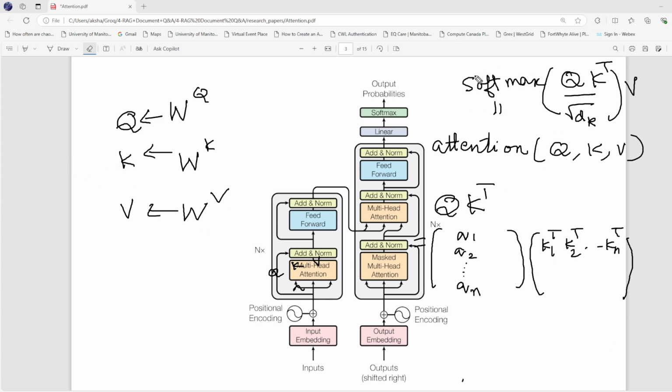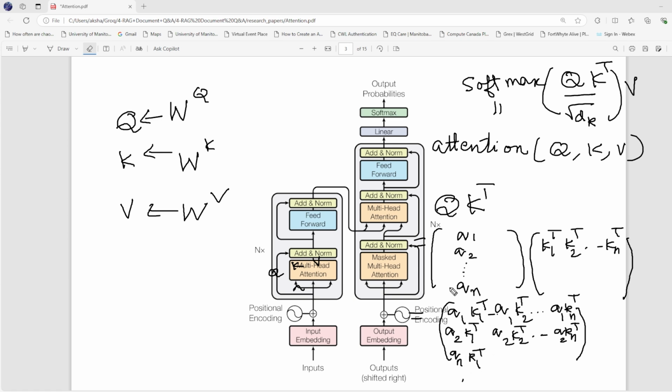But let's look at this. So what exactly is softmax of QK transpose divided by square root of dk? If you look at QK transpose, this is exactly the dot product. So Q1 K1 transpose: you multiply this row vector with this column vector, and then the next one will be Q1 K2 transpose, and so on till Q1 Kn transpose. Then you take the dot product, Q2 K1 transpose, Q2 K2 transpose, etc., Q2 Kn transpose. So the last one will be Qn K1 transpose, Qn K2 transpose, etc., Qn Kn transpose.